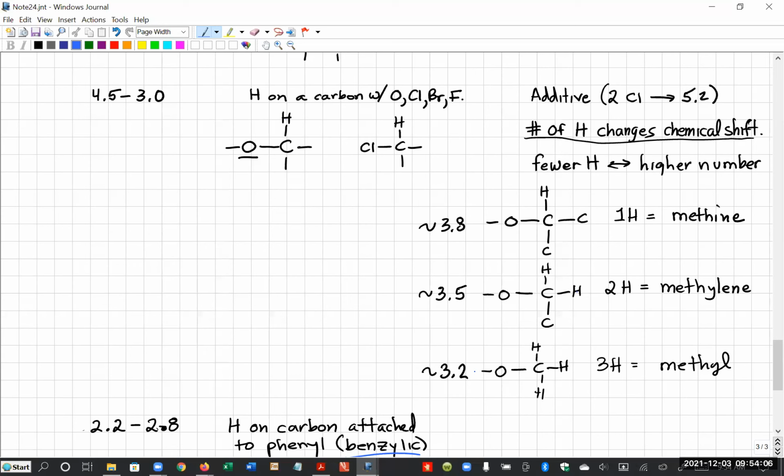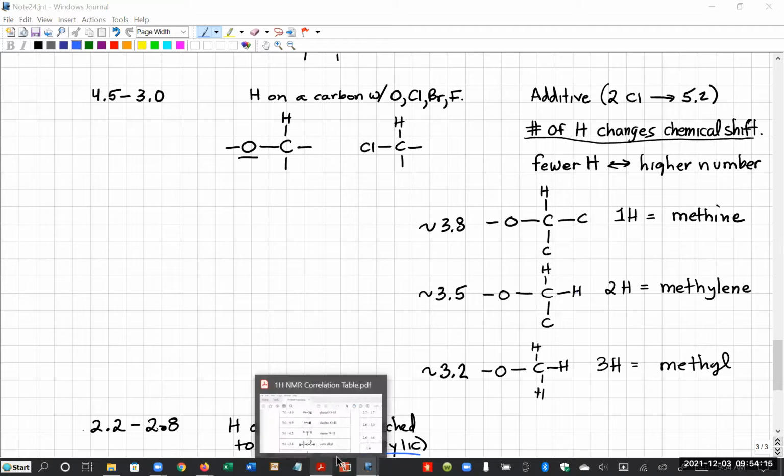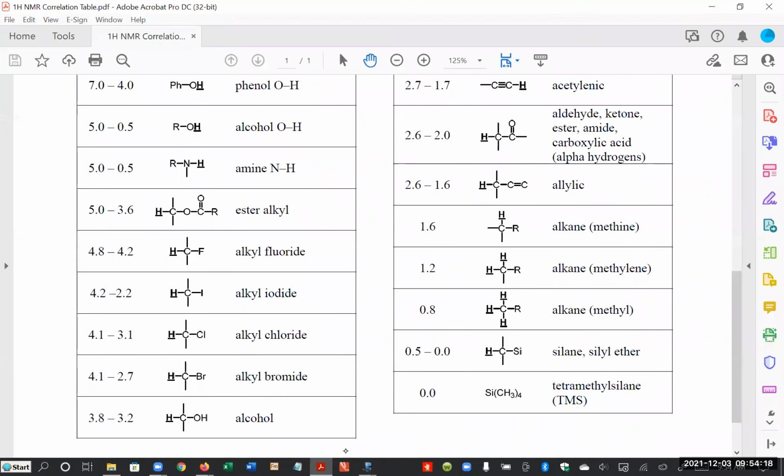So you see the number of hydrogens causes it to change, but then we can flip that on its head. We saw that, for example, when we looked at our correlation table, we saw that alcohols generally come between 3.2 and 3.8. It's not perfect, but they generally come in that region. And so we know if we're at 3.2, it probably means there's a methyl alcohol, whereas if we're at 3.8, it probably means there's a methine, right? There's two other carbons attached, right? So it's a secondary alcohol, okay?